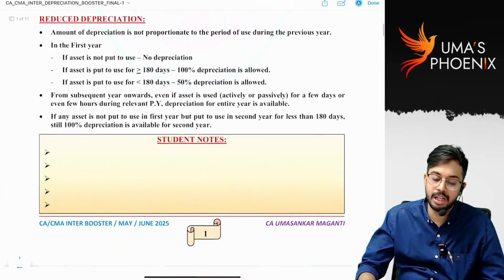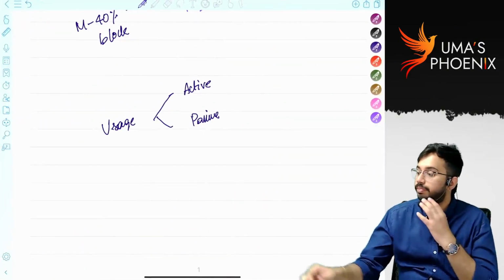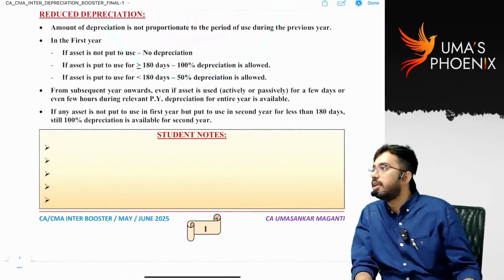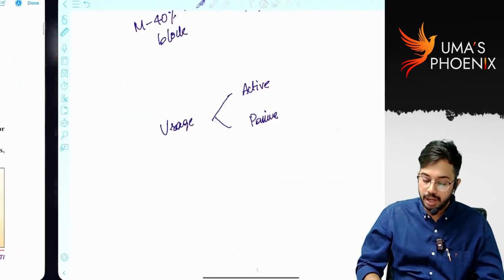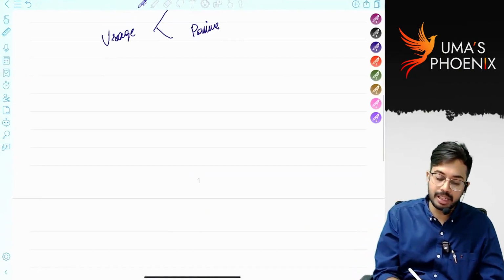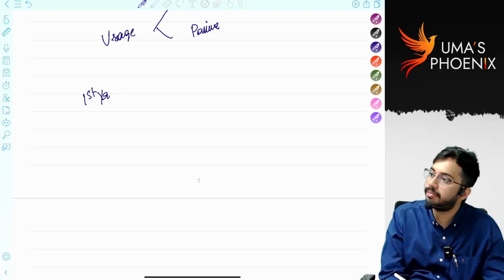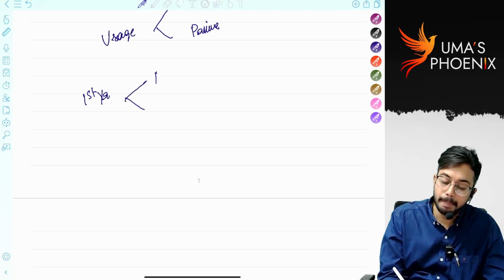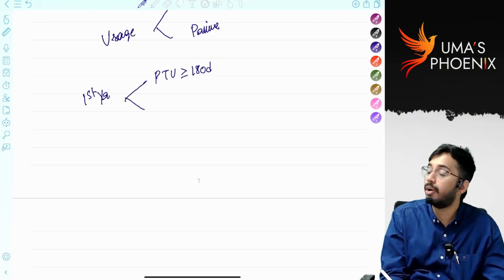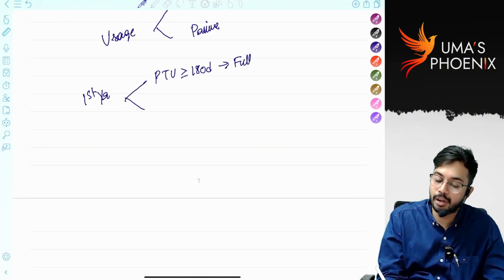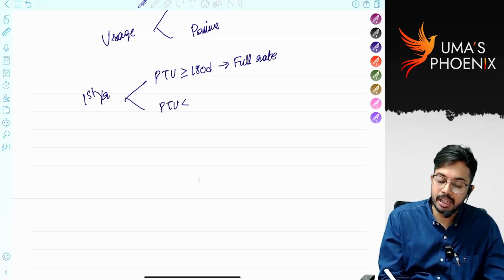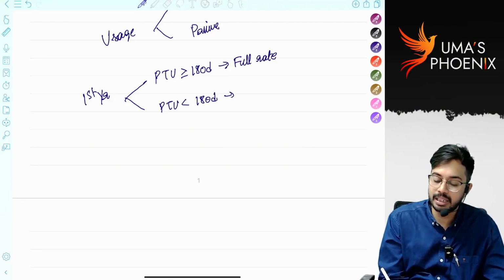Next, reduced depreciation. See, first year, I purchased one asset. That asset is put to use for greater than or equal to 180 days. Now, I will calculate the full rate of depreciation. In the first year, if the asset is put to use for less than 180 days, I will calculate half rate of depreciation.